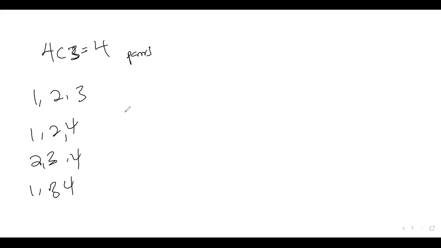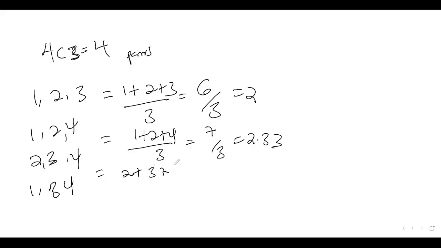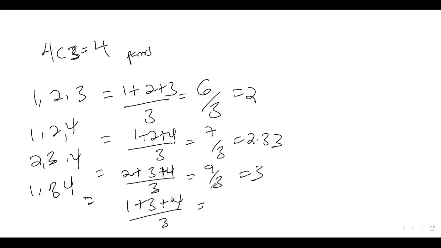So here, if you add everything, 1 plus 2 plus 3 divided by 3, that will be 6 over 3, and then it is 2. The second one will be 1 plus 2 plus 4 divided by 3, which is 7 over 3, which is 2.33. The third one will be 2 plus 3 plus 4 over 3, and this will give us 9 over 3, and it is 3. The fourth one will be 1 plus 3 plus 4 over 3, and that will be 10 over 3, and that will give us 2.67.